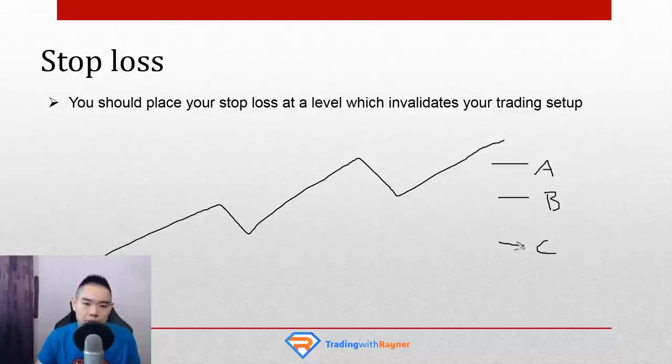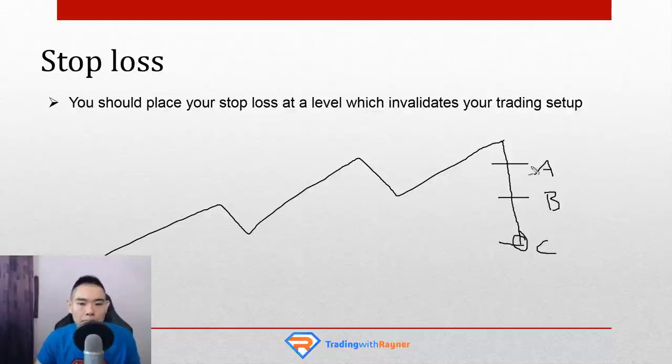is at point C. Because if the market retraces down to point C, all the way down here, then clearly this uptrend isn't looking like how an uptrend should be, which is a series of higher highs and higher lows. So your stop loss should be at C, which invalidates this uptrend.